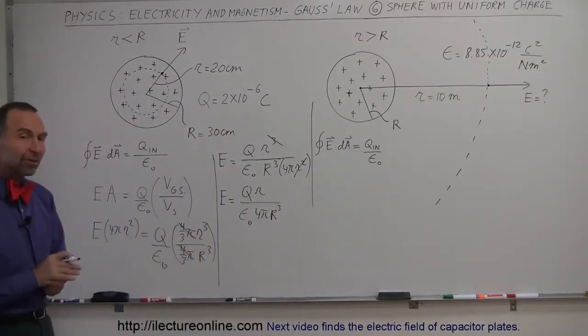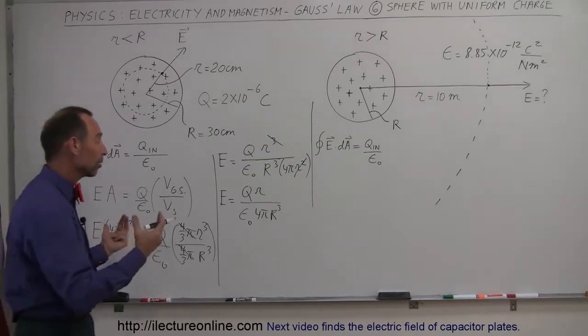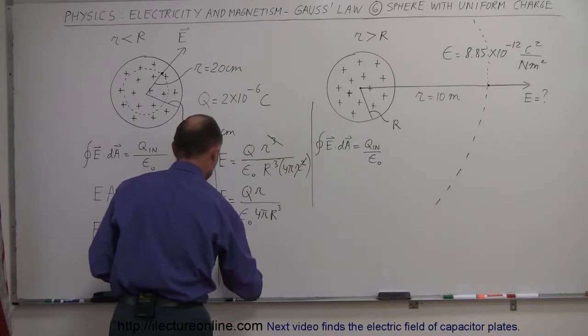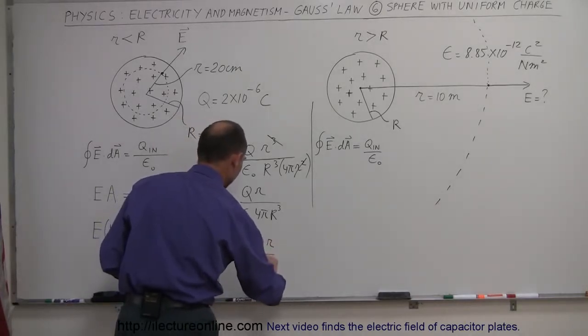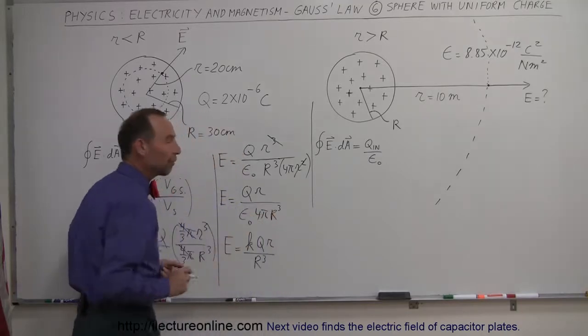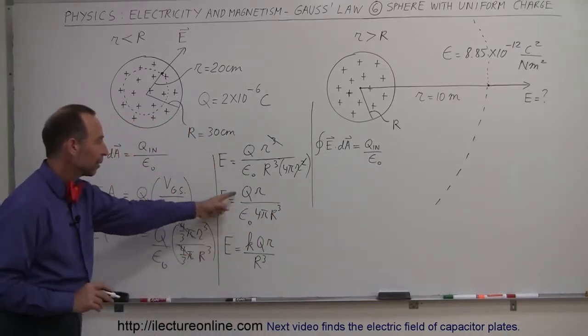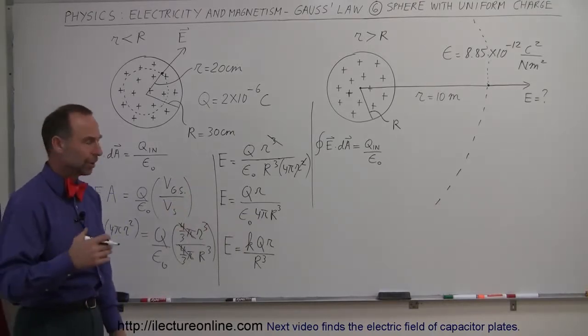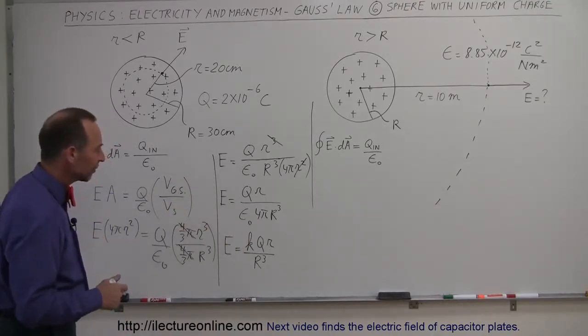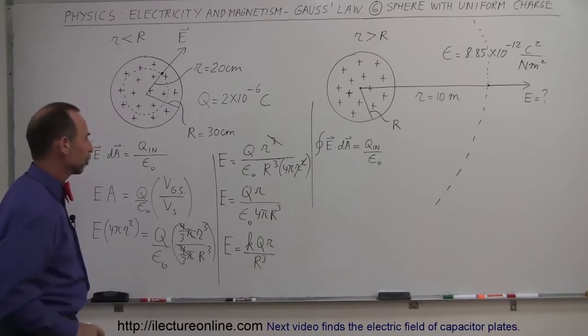Now, 4 pi epsilon sub naught is also equal to K, the constant we used in Coulomb's law. So it could also be written as E is equal to K times Q times r divided by r cubed. So either way, whichever way you prefer, remember that K is simply 1 over 4 pi epsilon sub naught. And K, of course, is 9.0 times 10 to the 9th newton meter squared per coulomb squared.